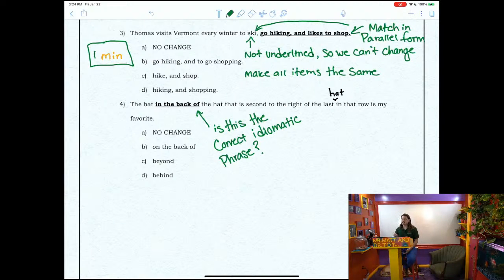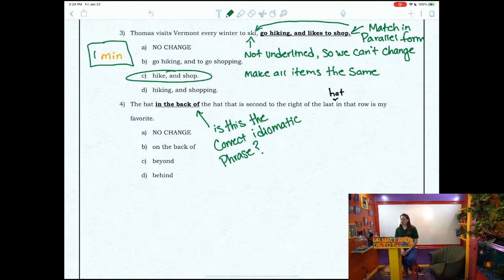So C here for number 3 is the correct answer. To match to hike, and matching going back to using the same form as to go along with the preposition to. Thomas visits Vermont every winter to ski, hike, and shop is the correct answer there for number 3.